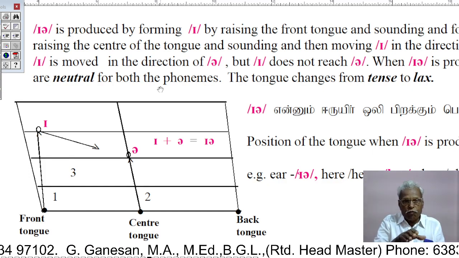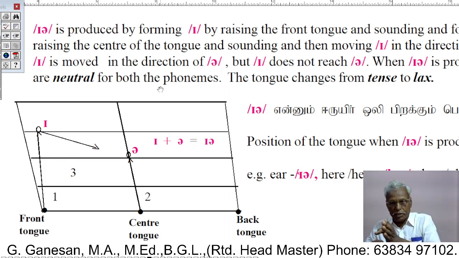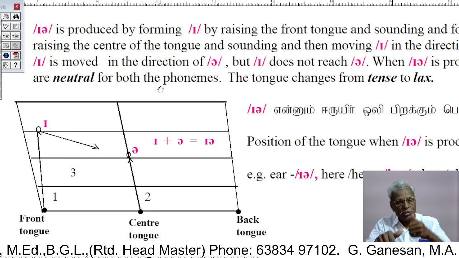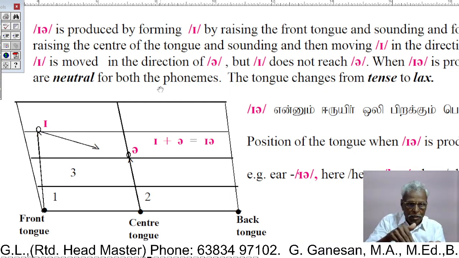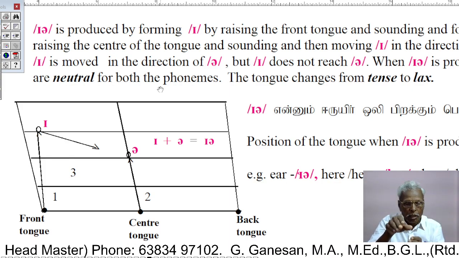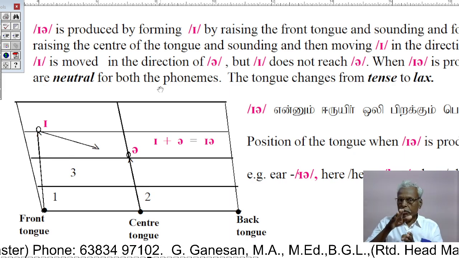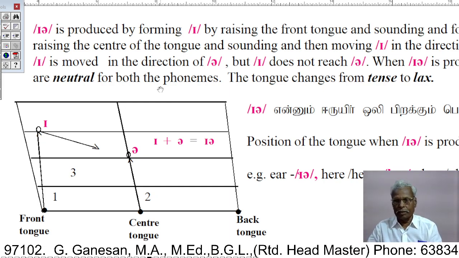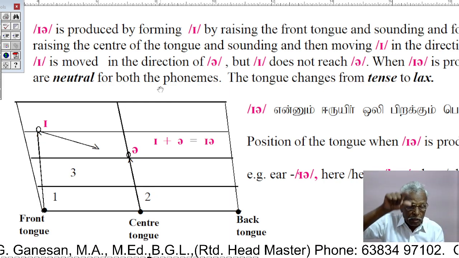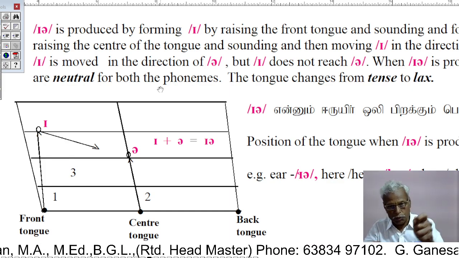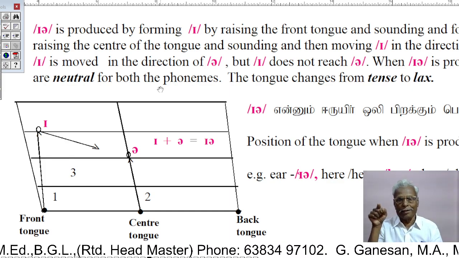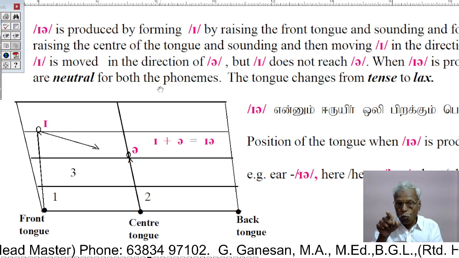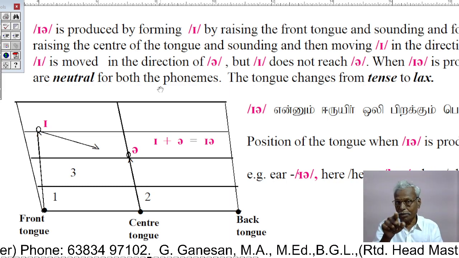Ear is produced by forming E by raising the front tongue and sounding, and forming A by raising the center of the tongue, and then moving E towards A. Ear is produced by forming E by raising the front tongue and sounding, and forming A by raising the center of the tongue and sounding, and then moving E in the direction of A. Here E moves in the direction of A but does not reach A.